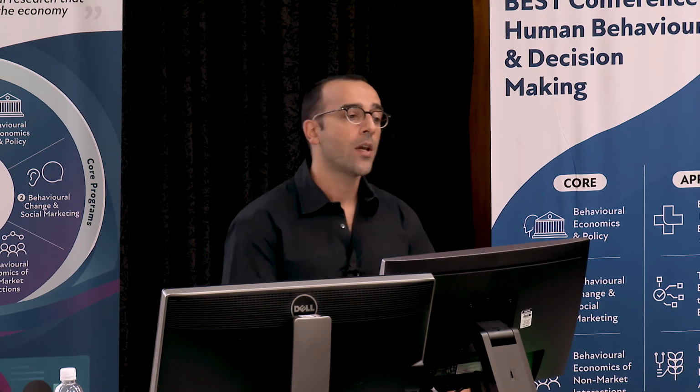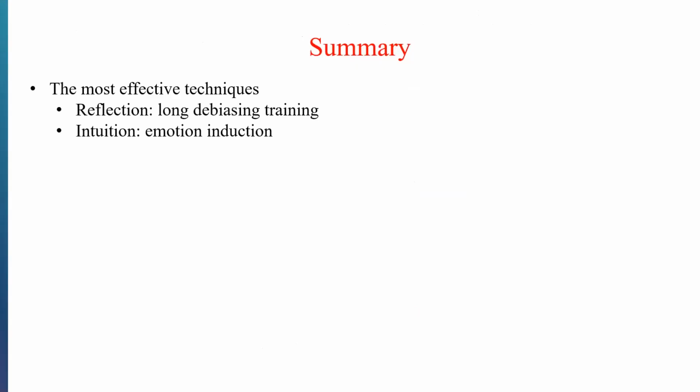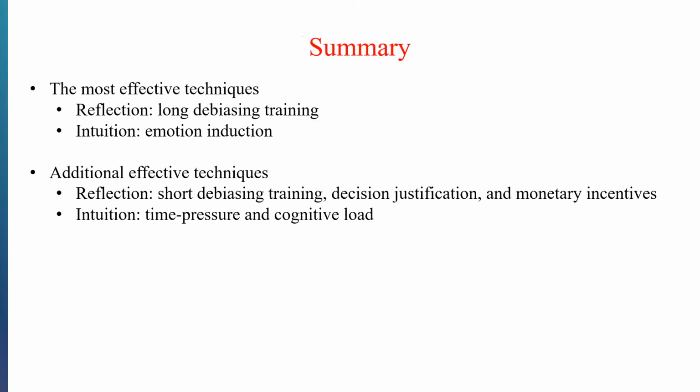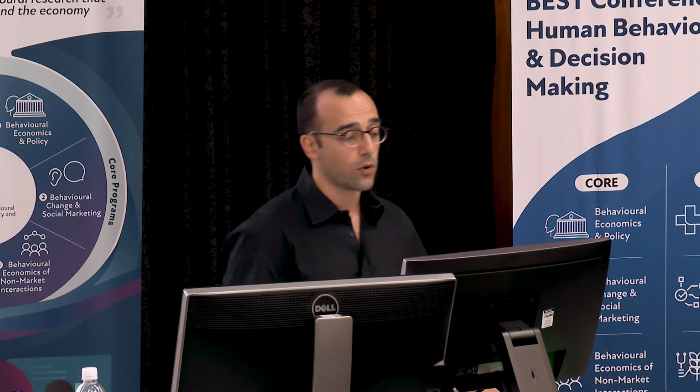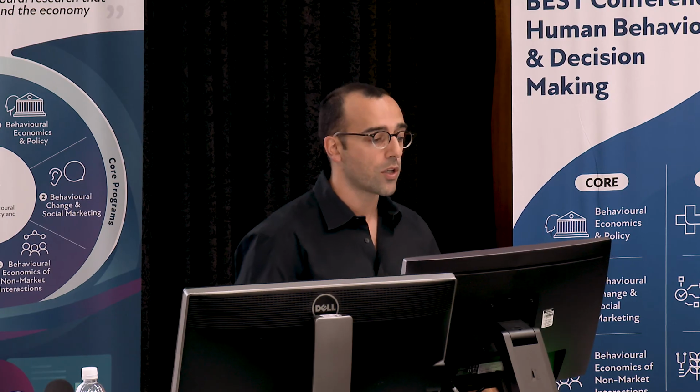So overall, our summary, and this is our recommendation, is that the most effective technique to use for reflection is the long debiasing training. The most effective manipulation for activating intuition is to use the emotion induction, but there are additional reflection and intuition manipulations that are effective, such as the short debiasing, the decision justification, and the monetary incentives on the reflection side, and time pressure and cognitive load are also successful in terms of activating intuition.